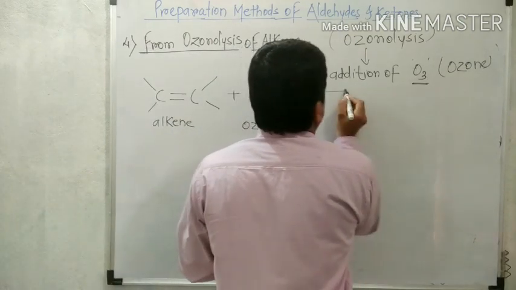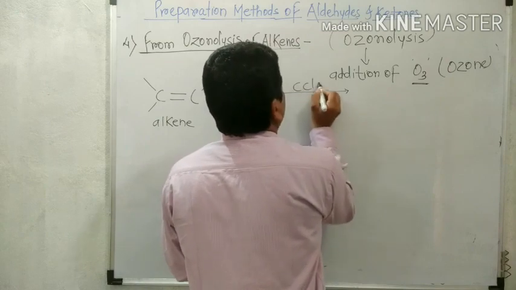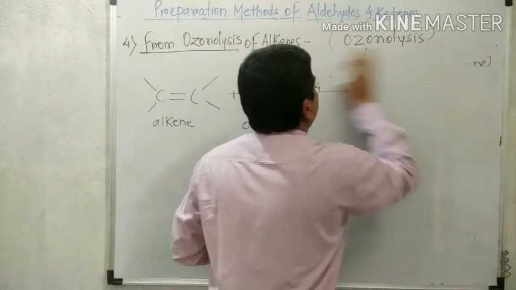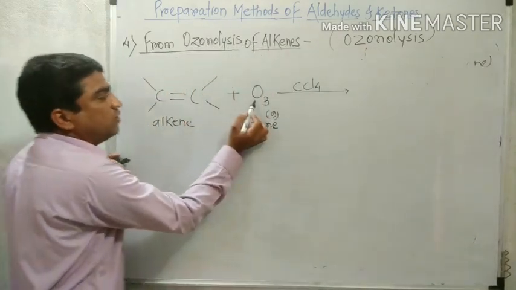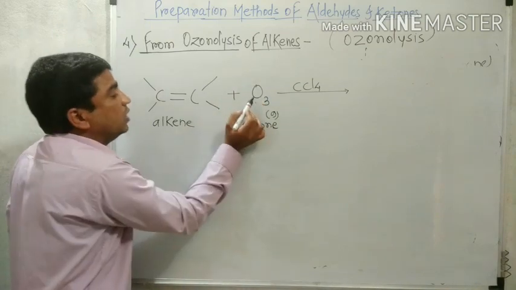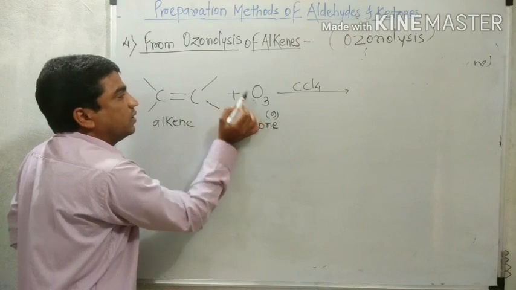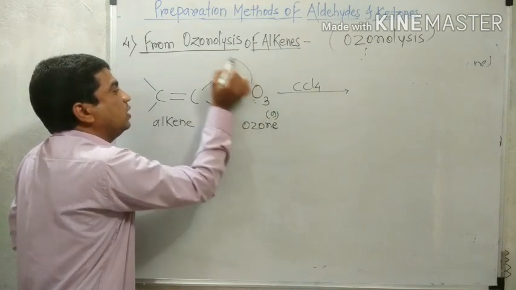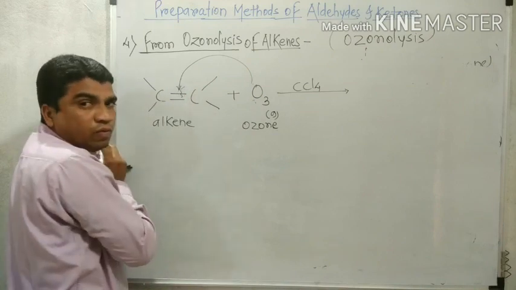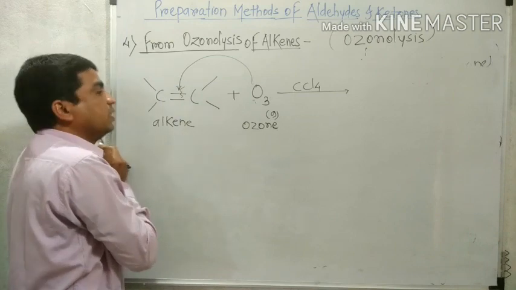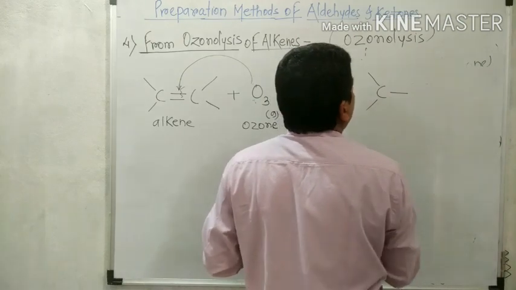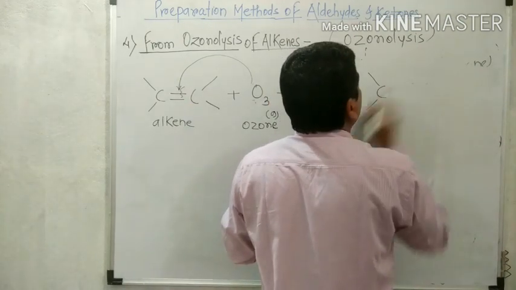Now this reaction takes place in the presence of the solvent carbon tetrachloride, CCl4. In this reaction, the three oxygen atoms of ozone, the formula of ozone being O3, are present. So out of three oxygens, one gets added in between these two carbons. Therefore one carbon-carbon bond undergoes breaking. So what happened? Here the carbon-carbon double bond remains only a single bond.